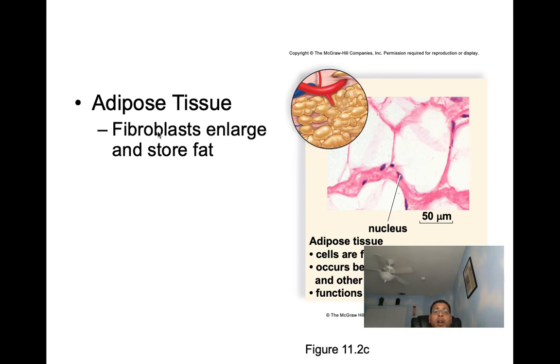And we can see our fibroblasts are going to basically enlarge, and then they start to store fat. And when they store the fat, what happens is the nucleus and the other organelles that are inside the cell get pushed off to the side. They get pushed off to the periphery of the cell. So that's why here you can appreciate the nucleus right over here on the side.